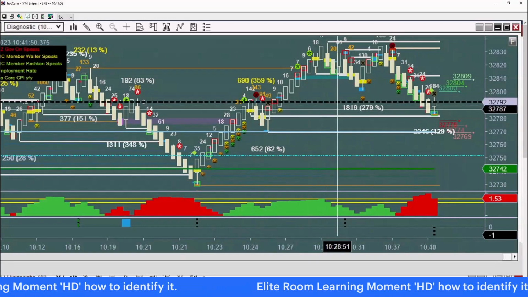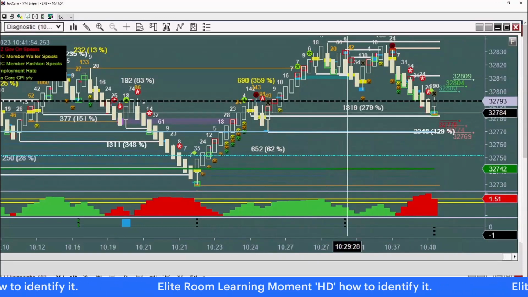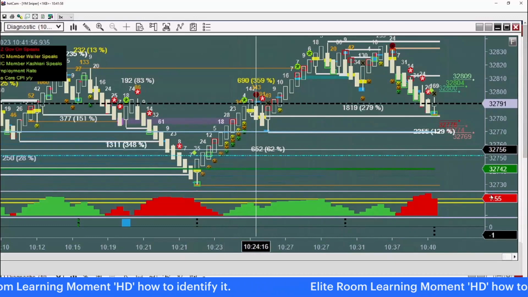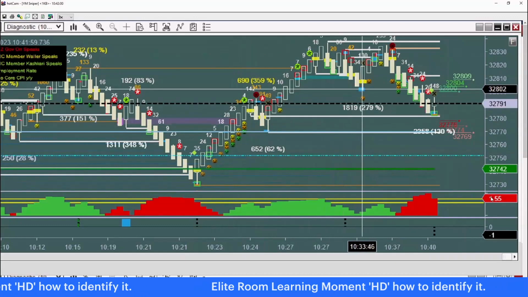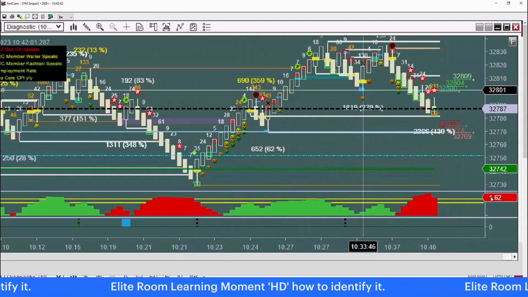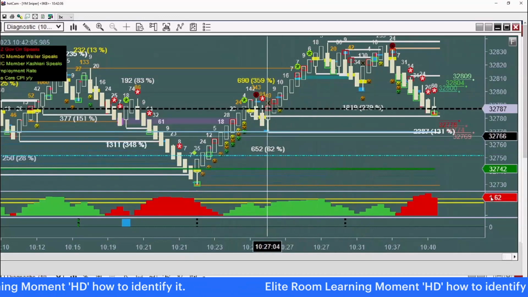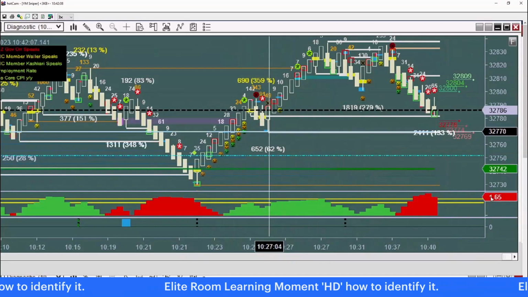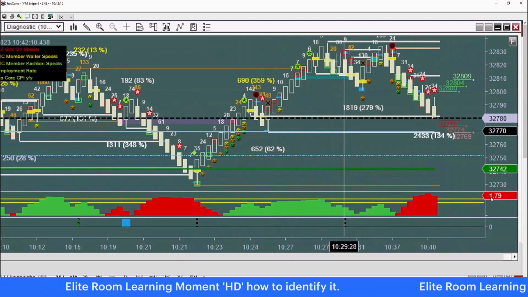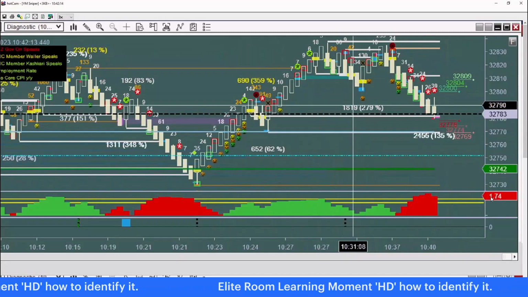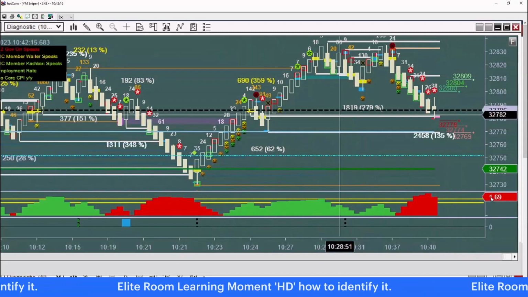Okay, so now the OD number is 1819, which is bigger than 652, but it stayed up here higher. The price is higher than this price. The price stayed above this first pullback, but it had more volume coming in.